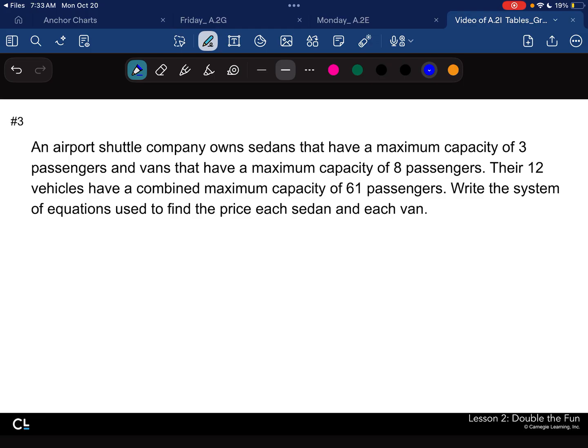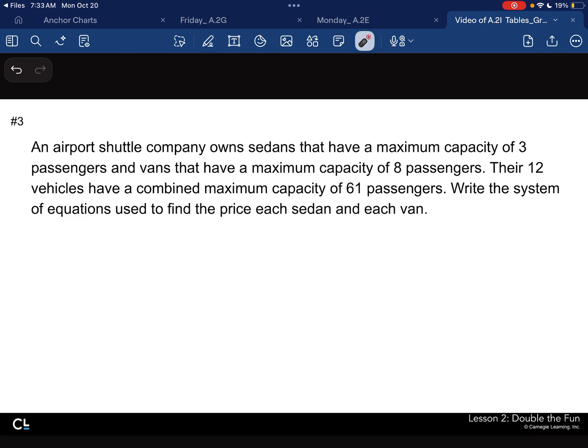All right, so the previous 2 questions you saw where it was 6 numbers. Airport Shuttle Company owns sedans that have a maximum capacity of 3 passengers and vans that have a maximum capacity of 8 passengers. Their 12 vehicles have a combined max capacity of 61 passengers. Write the system of equations used to find the price of each sedan and van. Okay, so going back, I see 1, 2, 3, 4. I cannot say this equation goes with this one. I have to focus on where I see the same category, the same unit.